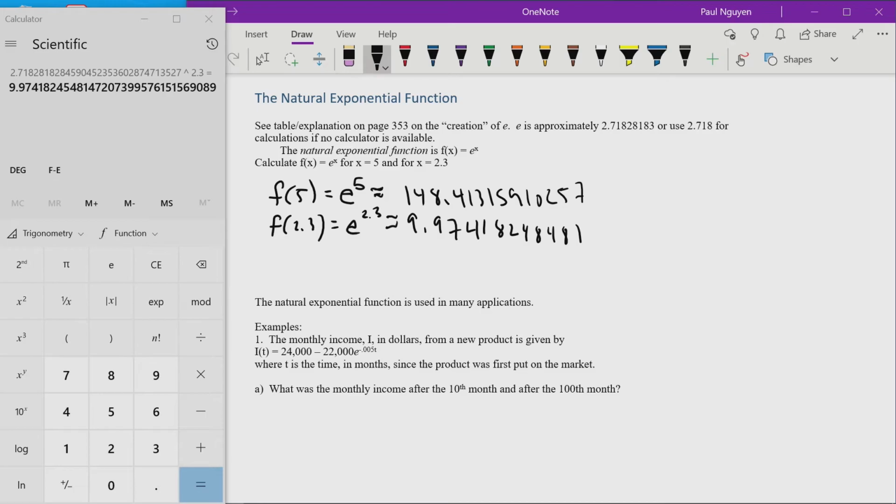The natural exponential function is used in many applications. Here's an example. The monthly income, I in dollars, from a new product is given by 24,000 minus 22,000 times e to the negative 0.005t, where t is the time in months since the product was first put in the market. What was the monthly income after the 10th month and after the 100th month? Here we're being asked for what is I of 10 and what is I of 100.